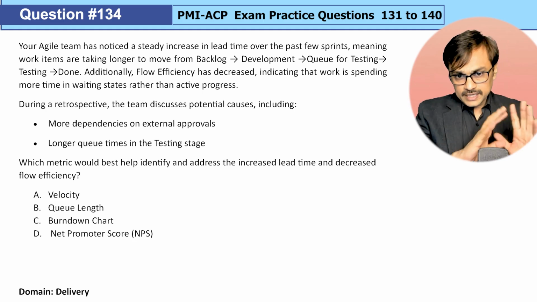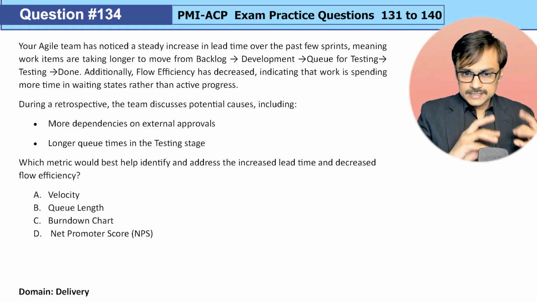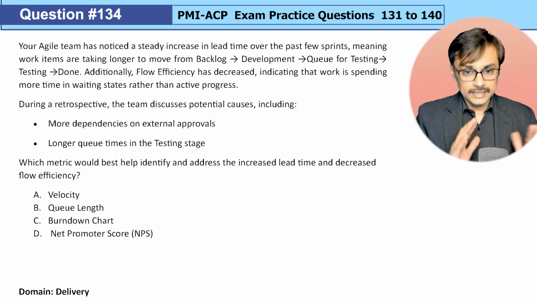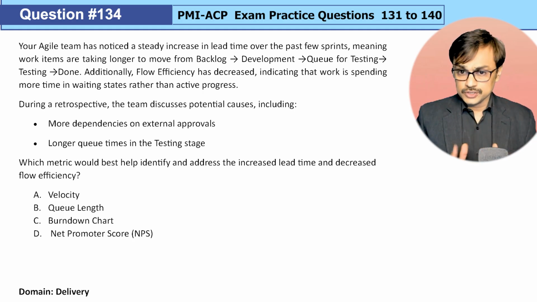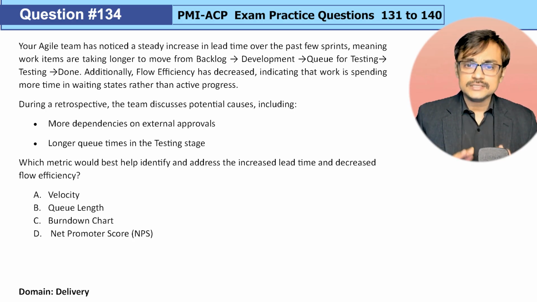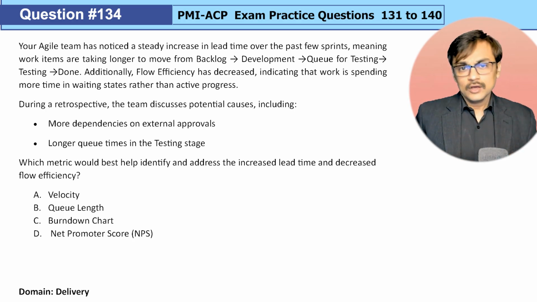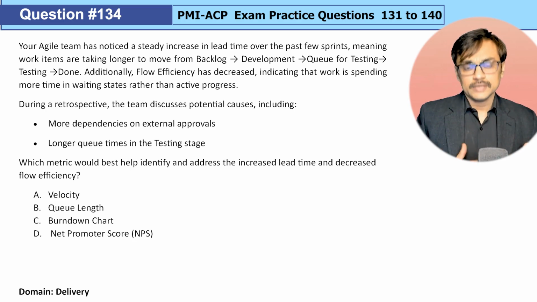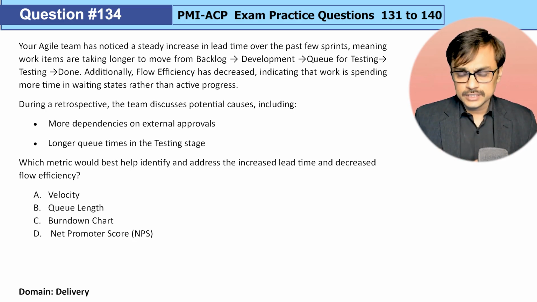Yeah. So there is a question, there are stages given, and we can probably judge which stage is a queue stage. And we know the problem is happening because the flow efficiency is decreasing, meaning the inactive time of the work item is increasing. Yeah, so we know that. So how can we find out which particular metric can help us in solving this problem?